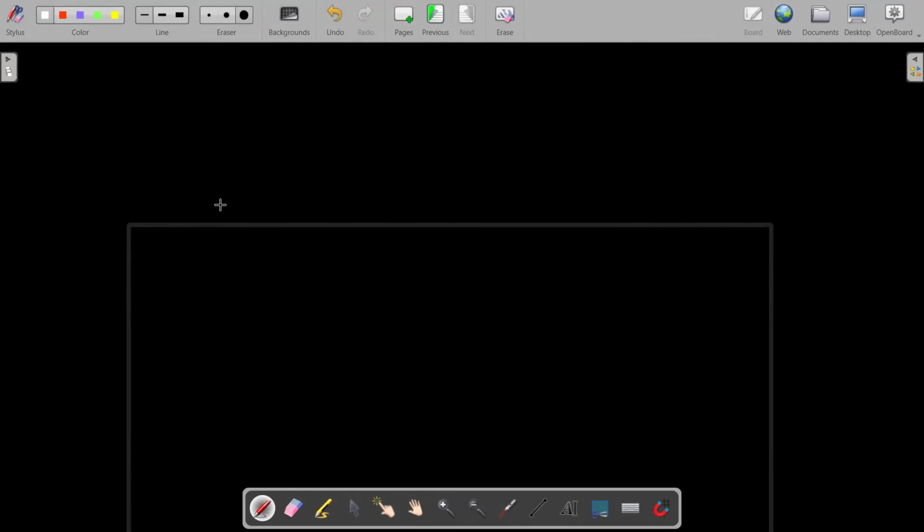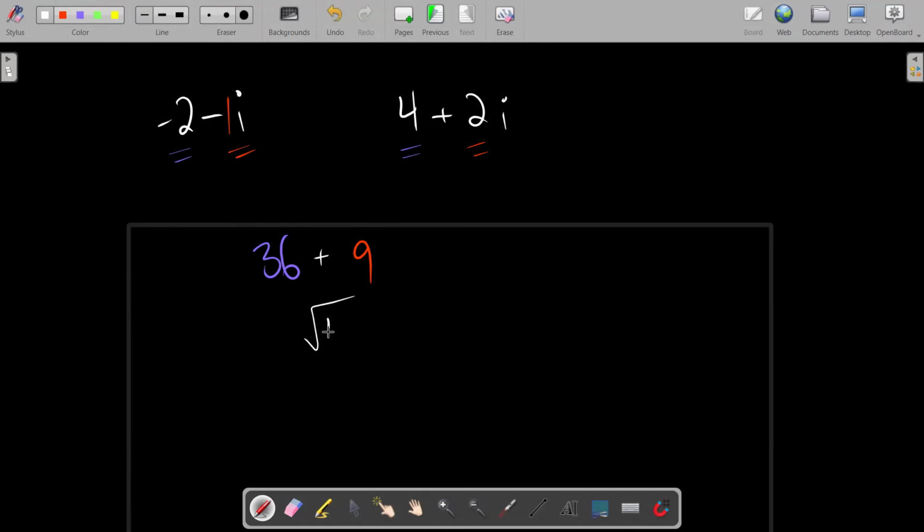So in problem 3, we have -2 minus 1i, and the other complex number is 4 plus 2i. So I'm just going to ask you some basic questions. How far apart is purple from purple? 6 squared is 36. How far apart is red from red? Okay, so it's -1, of course, right? How far apart is -1 from 2? 3 squared is 9. 36 plus 9 is 45. So the distance between the 2 points is the square root of 45.